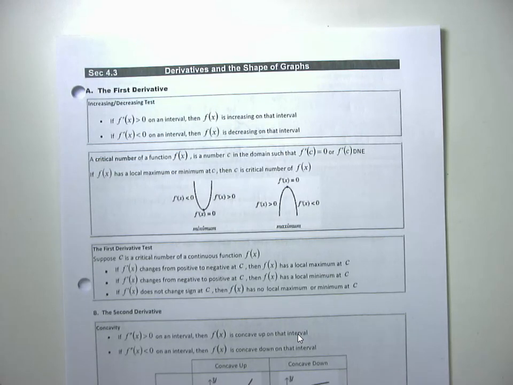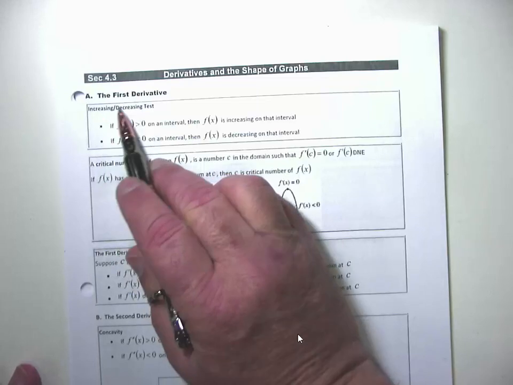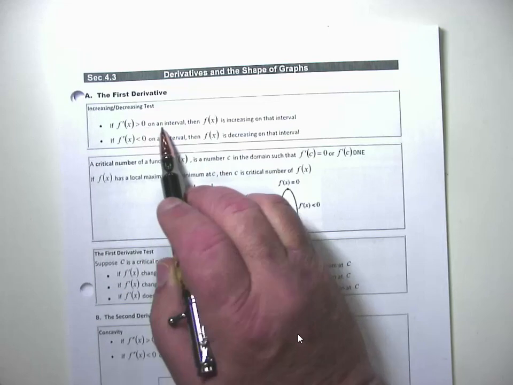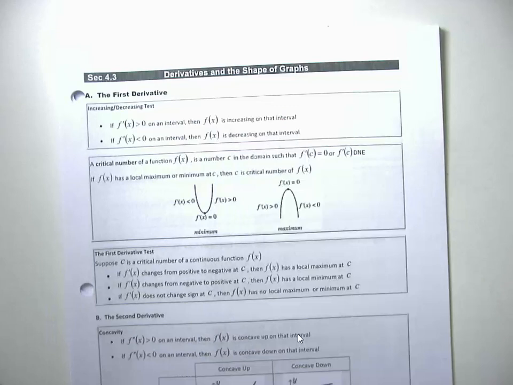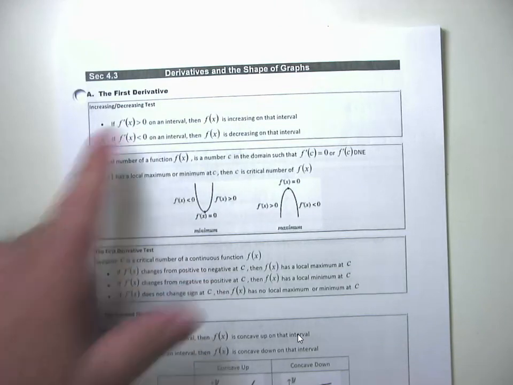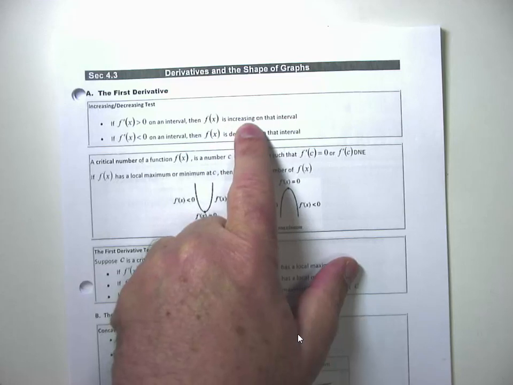4.3 is about derivatives and the shapes of graphs. All right. First off, increasing, decreasing test. If f prime of x is greater than 0 on the interval, then f of x is increasing on that interval. What's the big deal? Well, if the derivative is greater than 0, you've got a positive derivative. Remember, the derivative is the slope of the tangent line. So if you're sloping positively, as you read it from left to right, you're going up. You're going up means you're increasing on that interval.